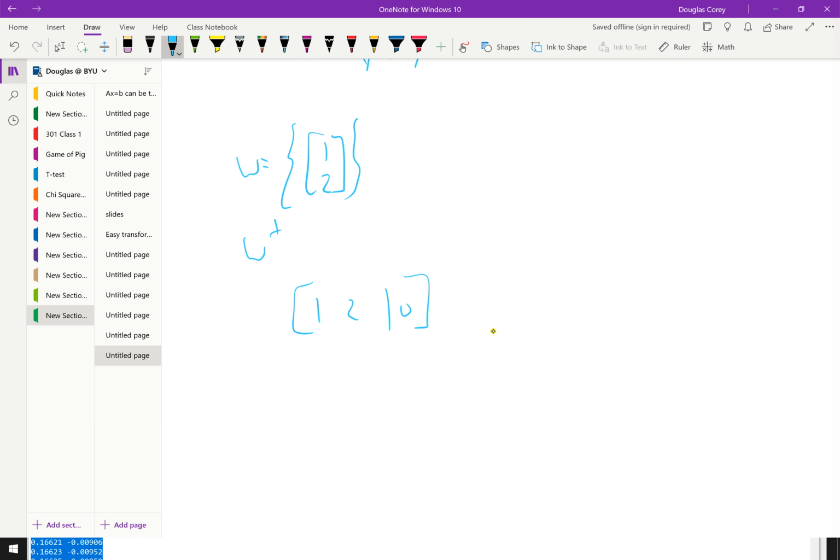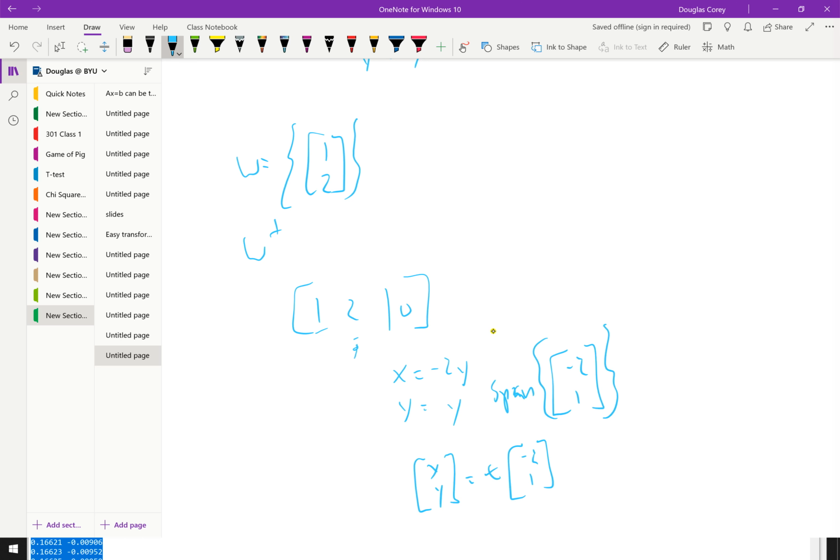So it's already row reduced. That's nice. I've got a pivot position, I've got a free variable here, so x is equal to negative 2y, and y equals itself, because it's a free variable. So the basis vector will be negative 2 1, or we could rewrite that as letting y equal t, t times negative 2 1. So this is the basis vector for W perp. The span of that is W perp.